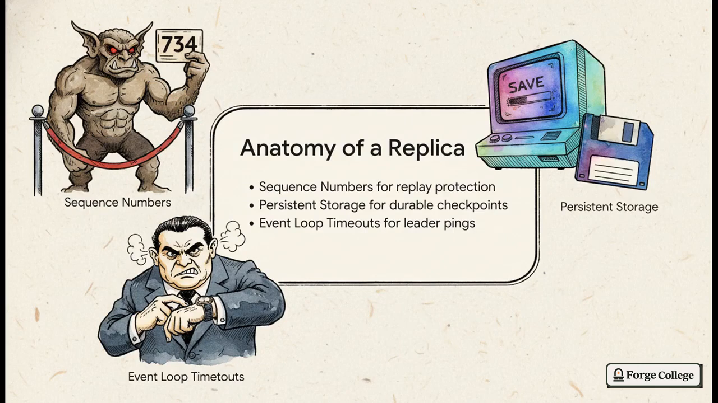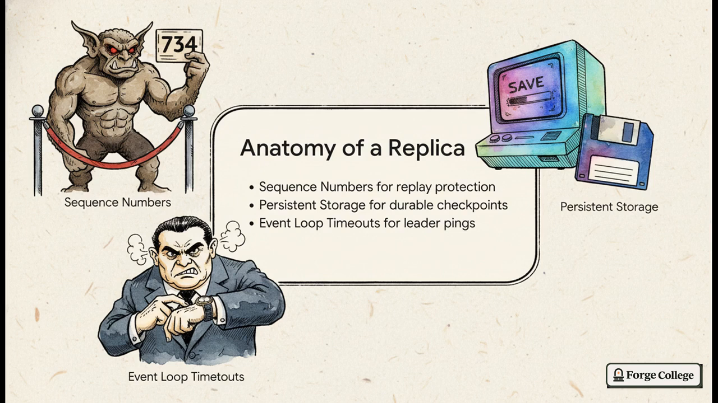Instead of getting bogged down in complex Python or C++ code, just think of the anatomy of a replica like this. First up, you have sequence numbers for replay protection. They basically act like a tough club bouncer checking IDs, turning away any old or duplicated messages at the door.